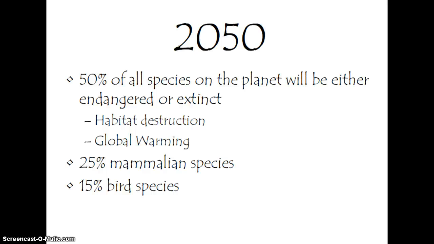By 2050, about 50% of all the species that exist today on the planet will either be endangered or extinct. That's assuming that human population continues to grow and we continue using resources and degrading habitats at the same rate. So of those species that exist today, about 25% of those are the mammal species, 15 are bird species.